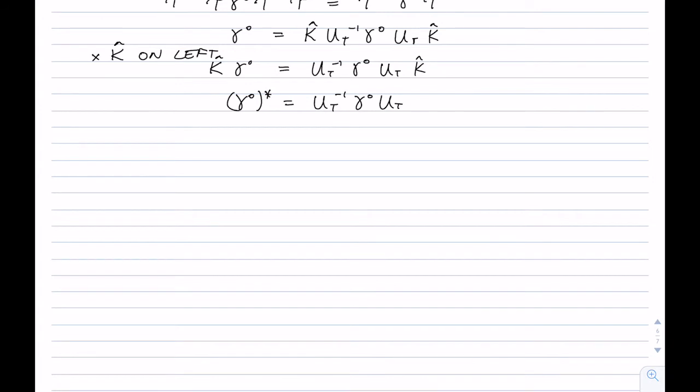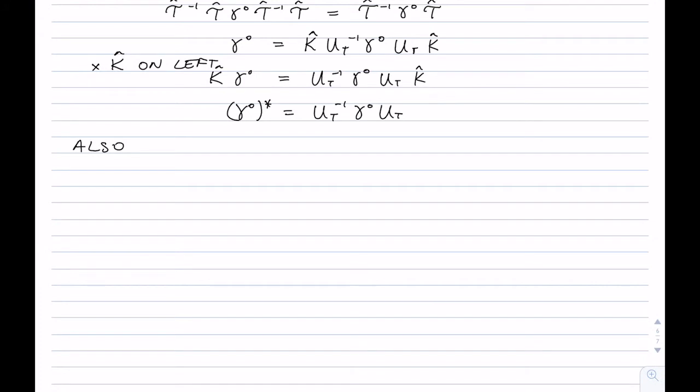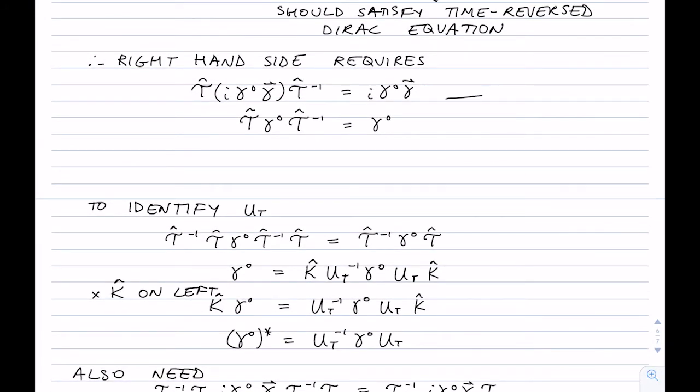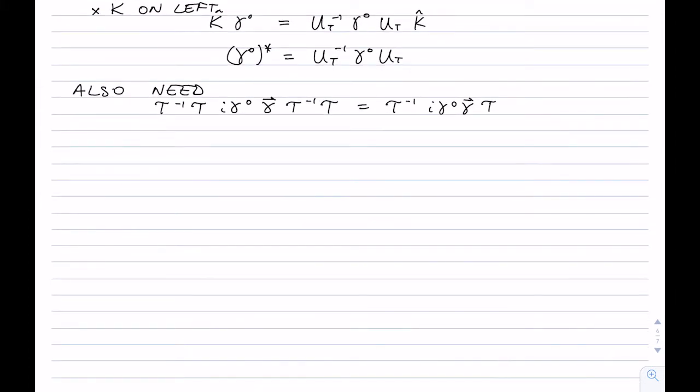So we also need that t to the minus 1 t i gamma naught gamma t to the minus 1 times t. Again, I'm multiplying on the left by t to the minus 1 and on the right by t, which is equal to t to the minus 1 i gamma naught gamma t. So this is this first equation up here. Okay, I expand that out and I'll get k ut minus 1 ut. There's method to this madness, I promise you. i gamma naught gamma bar k.